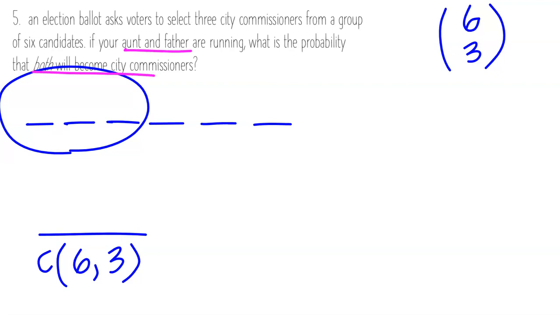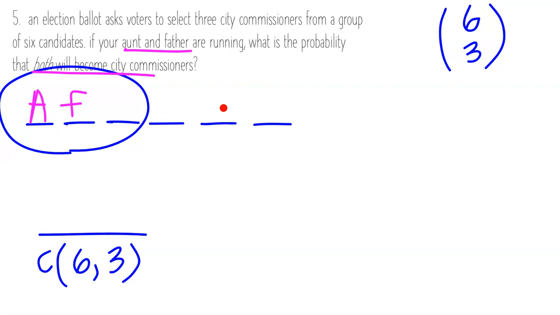So this is one of those examples where you don't necessarily need to do a combination or figure it out using some kind of formula. You can simply fix your aunt and your father in that spot. How many different ways can those 2 people be chosen? Well, if I fix them here, then they have to be chosen. There's only one way that can happen.